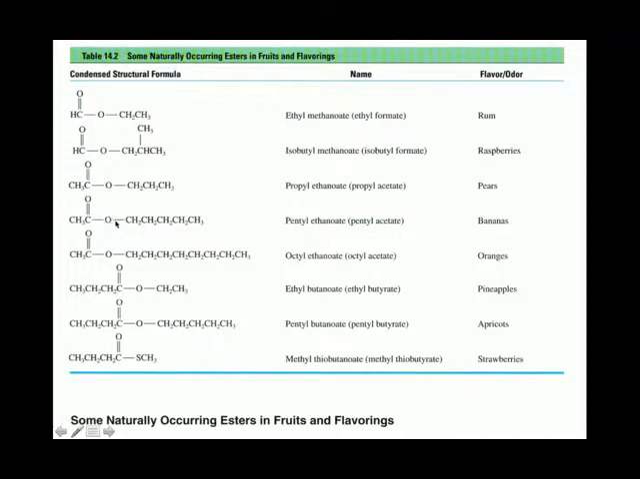And you can see how the chain attached here can become longer or shorter, giving us these different scents. Here's oranges, pineapples, apricots, strawberries. Now for strawberries, we have a sulfur atom in here. Now I want you to know, how do we see that sulfur atom in the name? Thio, down here. Thio always means sulfur. So if you hit thio as part of a word for an organic compound, that always tells you sulfur is involved.